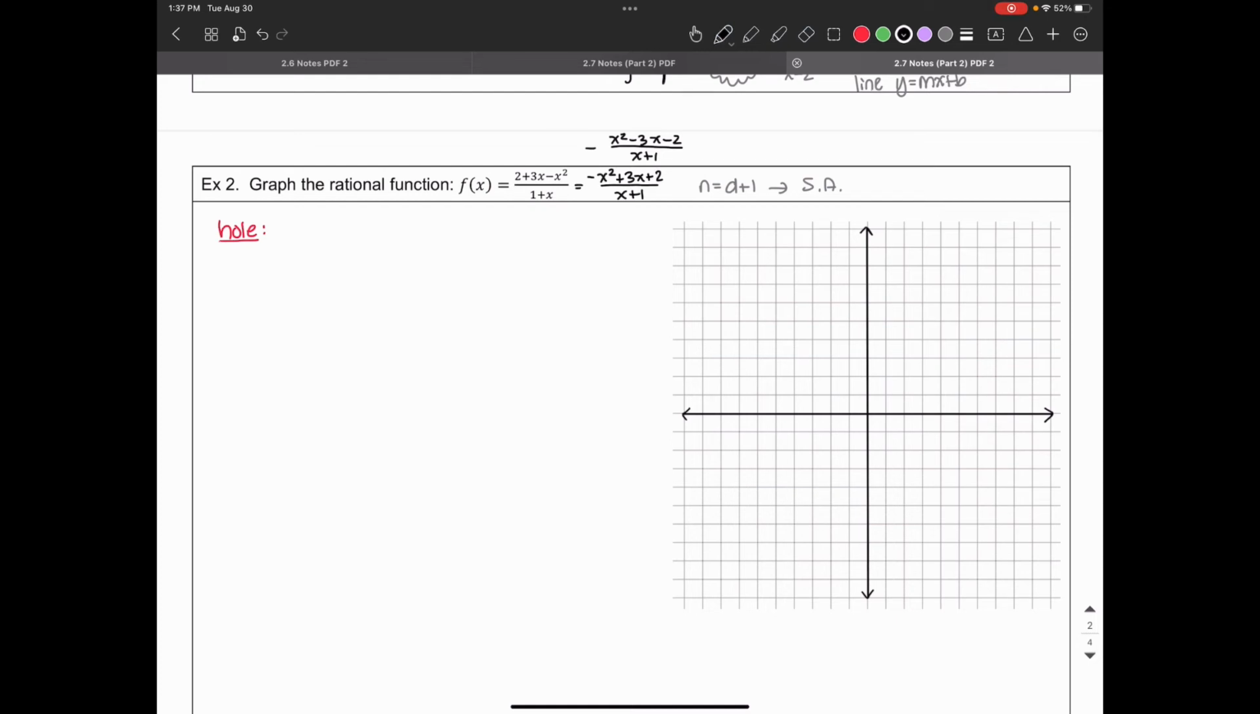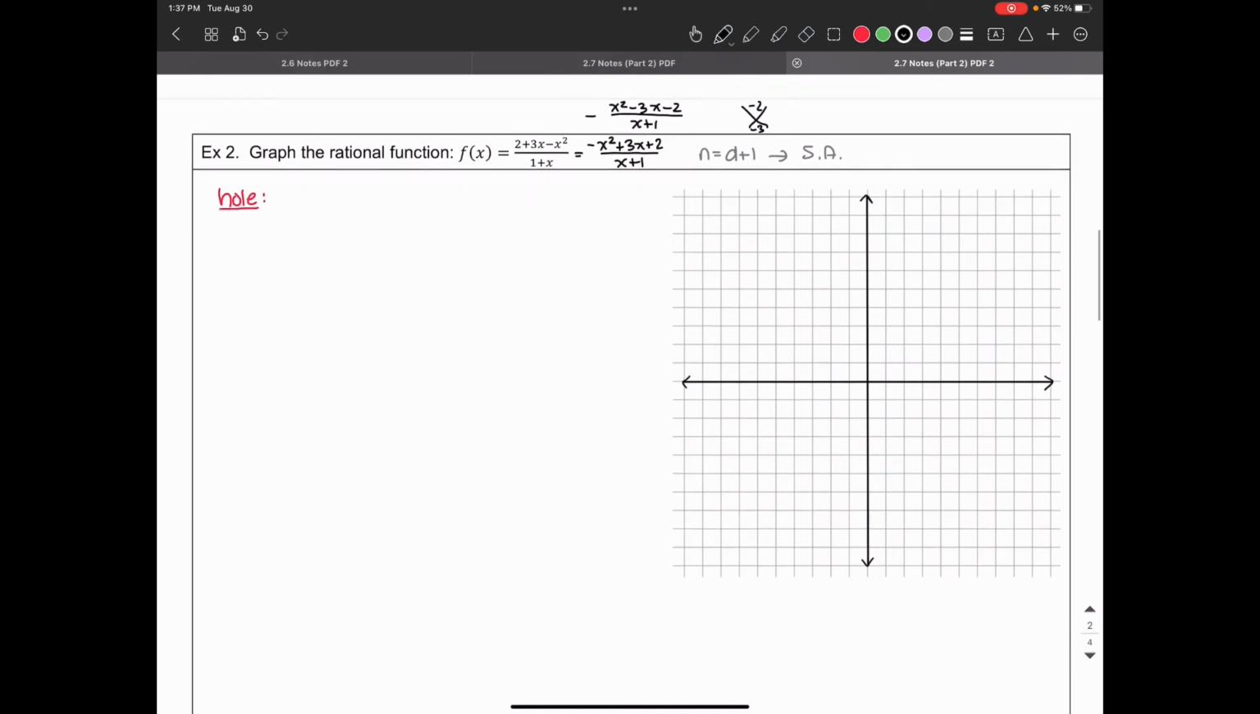And is there anything that I can factor? So I need two numbers that multiply to negative 2 and add up to negative 3. And I can't think of anything. So no, I can't factor it. So I'm going to leave it as it is. And I know x plus 1 is not a factor, or I would have been able to factor it. So I'm going to say none for holes because nothing cancels.